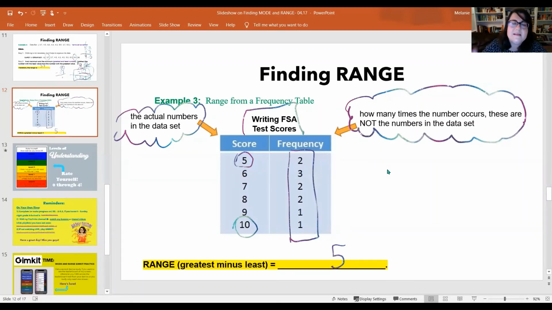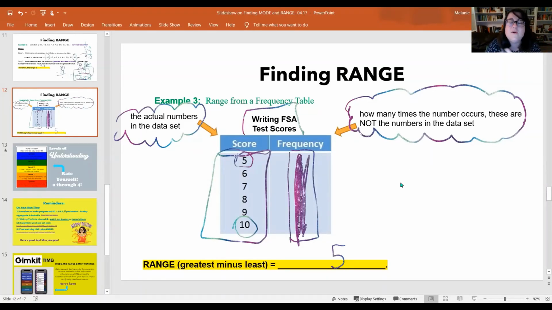Okay, so it really doesn't matter how often they occur. So the frequency didn't matter, but what was cool about this frequency table is that they already put them in order. Okay, so it was just easy to find the minimum and the maximum. So that's why that made it a little bit easier.